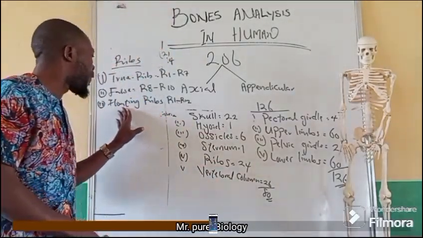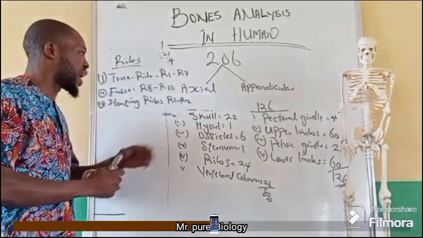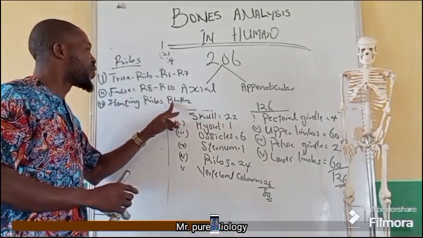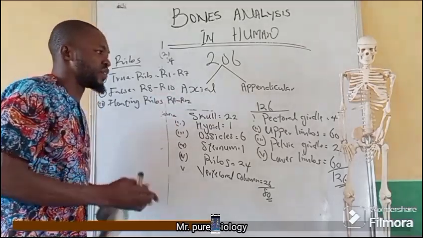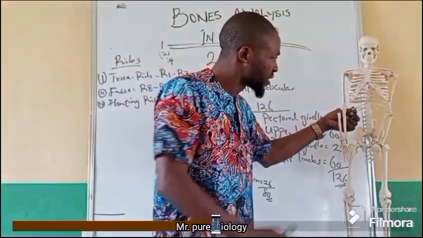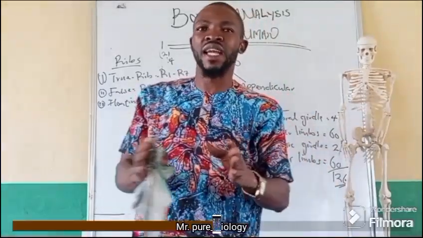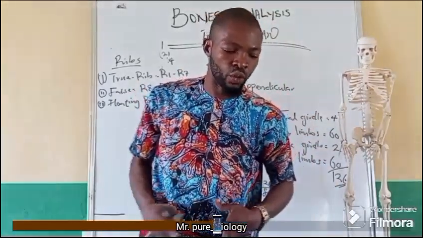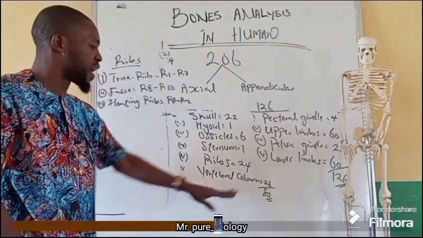Then the last ones are called floating ribs. These do not attach to the sternum at all. They are rib 11 and rib 12. You can see them here. They are just free ribs, and they provide support for the abdomen. Now, the last one is what we call the vertebral column.